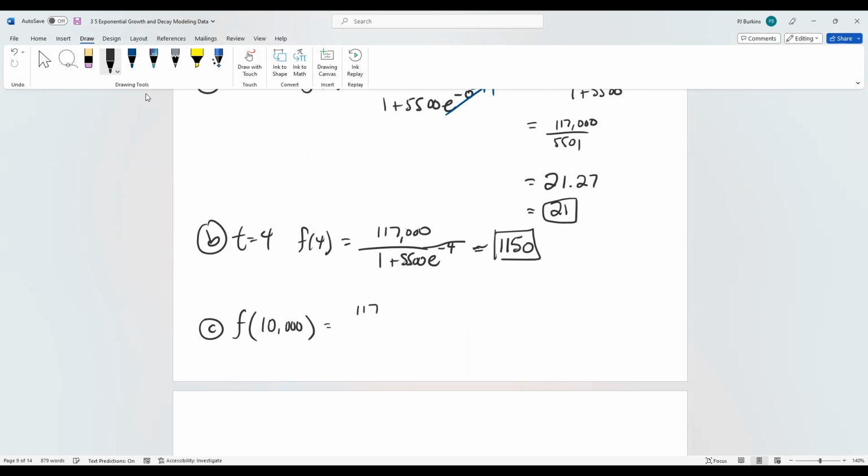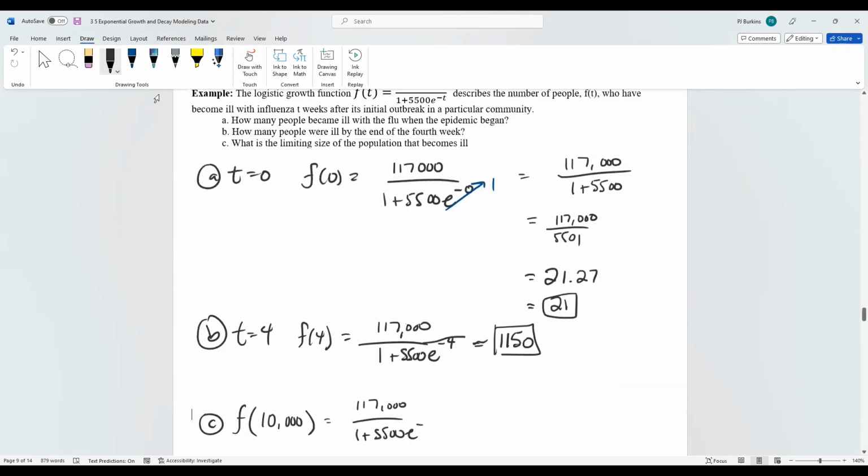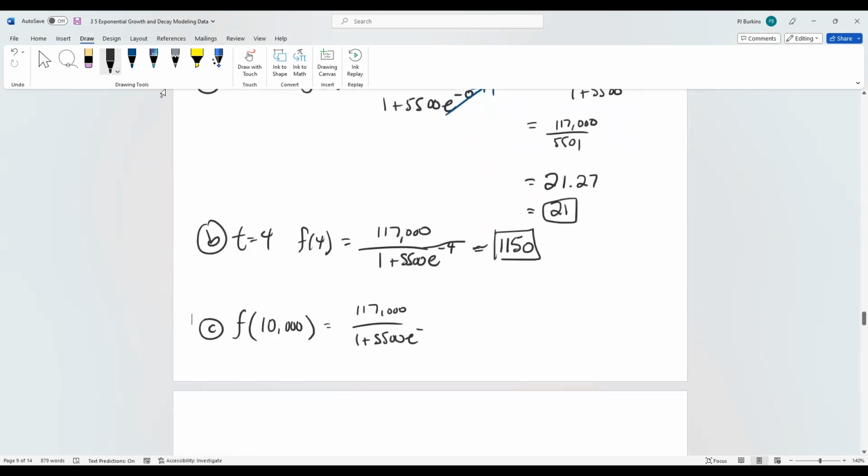And so we have 117,000 over 1 plus 5,500e to the negative T, so negative 10,000. So I'm going to take the 117,000 divided by 1 plus 5,500e to the negative 10,000.